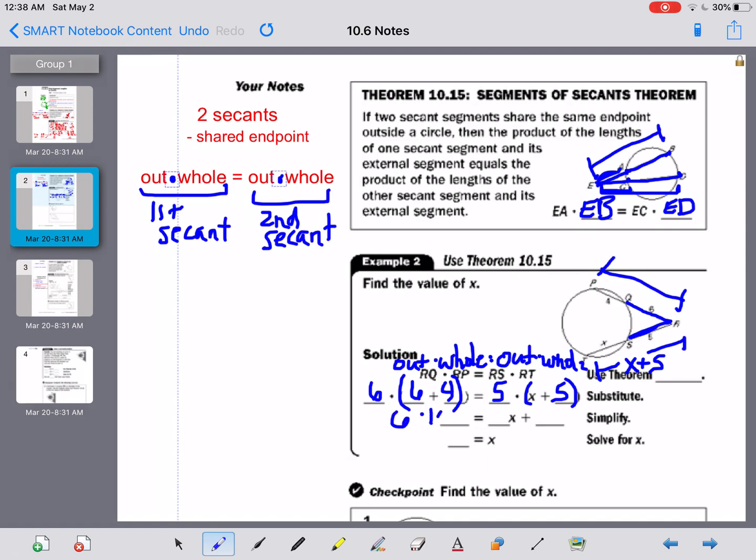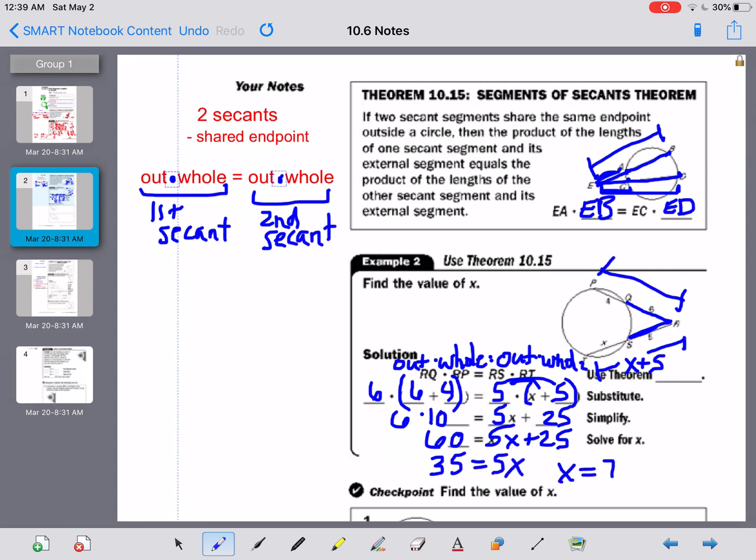Over here, I am going to have to distribute, because I can't add x plus 5. So I'm going to distribute and get 5x plus 25. Well, 6 times 10 is 60, equals 5x plus 25. Subtract 25, and I get 35 equals 5x. And divide by 5, and x is going to equal 7.